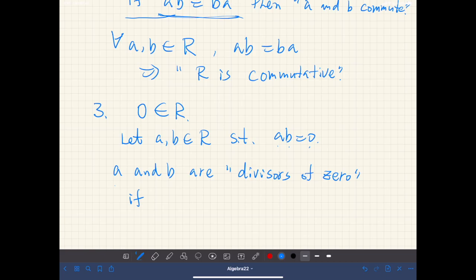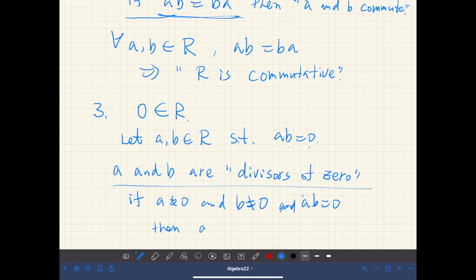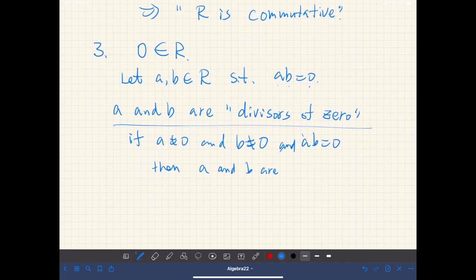And furthermore, if a is not 0 and b is not 0, so neither of them is 0, but still ab is 0, then we say a and b are proper divisors of 0.